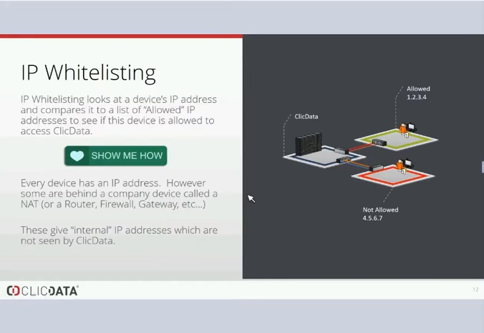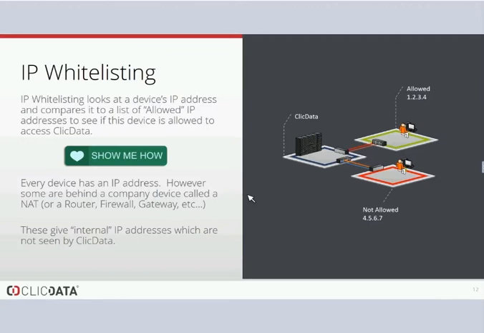The third level of security that we can provide for any administrator that would like to implement it is called IP whitelisting. IP whitelisting is a term applied to the fact that you make a list of IP addresses, which are assigned to every device that accesses the internet, and will check against that list to make sure that every device logging in is allowed to log into your account.